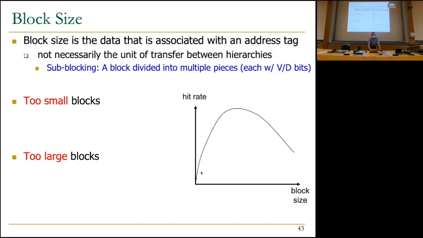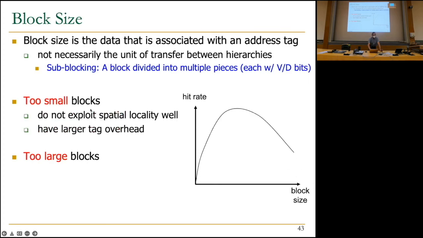So if you have small blocks, your hit rate is low, as you can see. If you have large blocks, your hit rate also becomes low. Why? Because small blocks clearly don't exploit spatial locality well. That reduces your hit rate if you have a lot of good spatial locality. But they also have larger tag overhead, which is not reflected over here clearly in the hit rate.